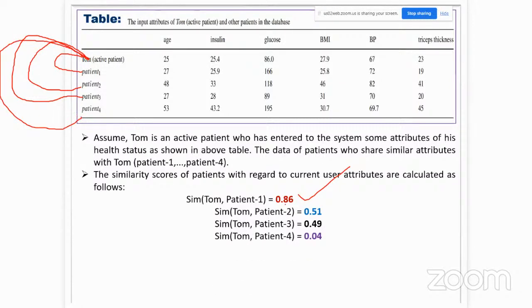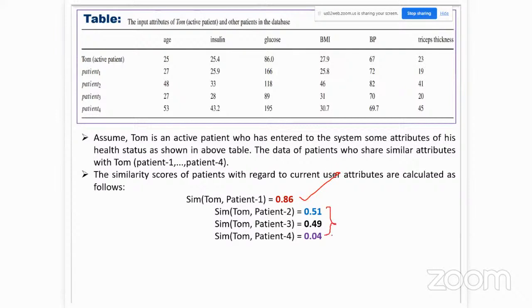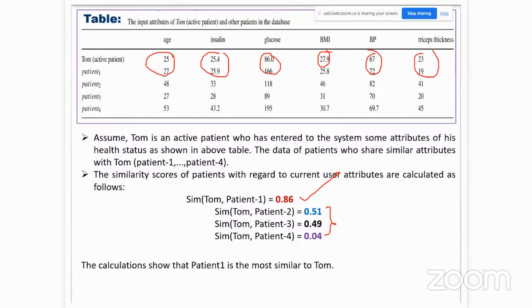Out of these four measures, you can observe that the similarity between Tom and patient one is 0.86, that means 86%, which is higher compared to the rest of the similarity measures. So Tom and patient one are similar. As you can see, age is almost the same for Tom and patient one, insulin level is also close, glucose level has a little bit of variation, and BMI, BP and fat level are also almost close. So both are very similar users. Because of that, whatever prescription patient one has, the same will be recommended to Tom. That is the final conclusion.